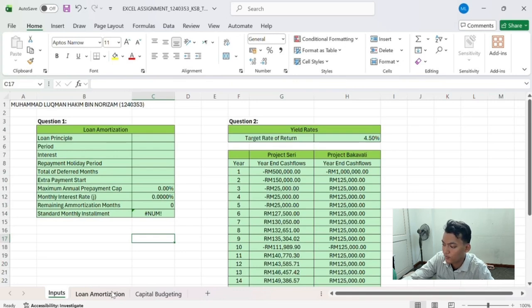annum. So the first question asks to calculate the amount of monthly installment without using automated tools such as Solver or Goal Seek.